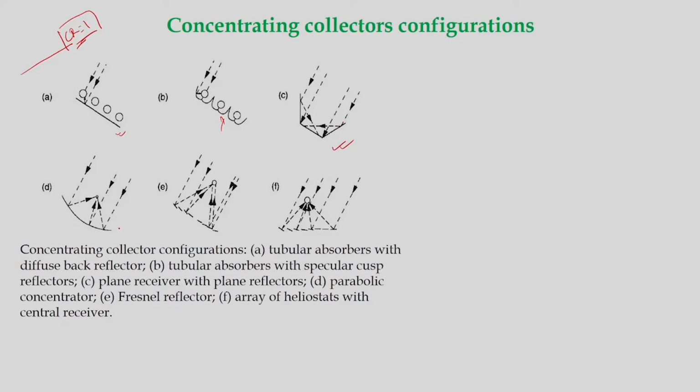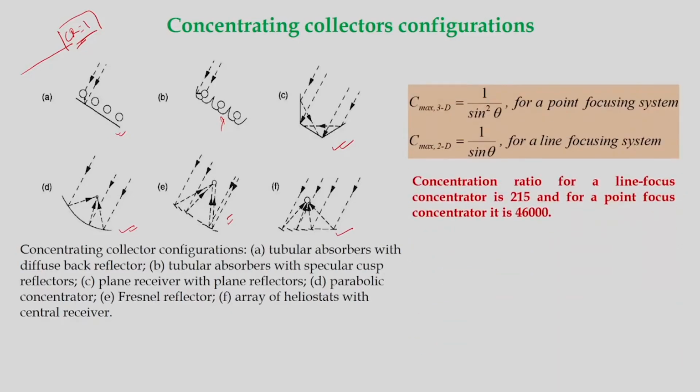And this configuration is for, say, a parabolic trough. The receiver is here, this is the reflector. These rays are focused on this axis because this is a long tube, not a point. And this configuration is for Fresnel reflectors, and this configuration is for arrays of heliostats with a central receiver system. We will learn details with time.